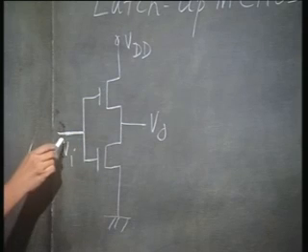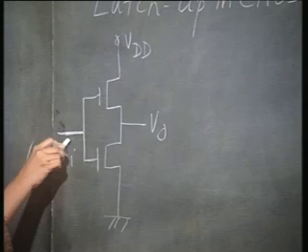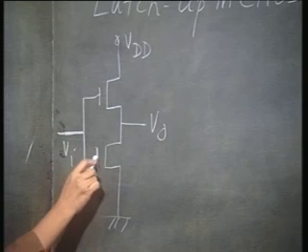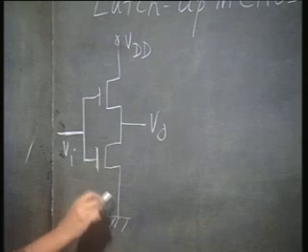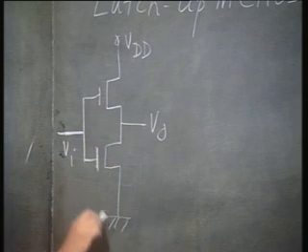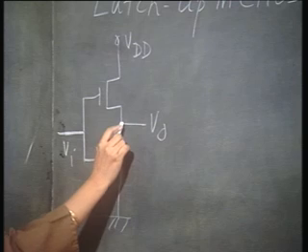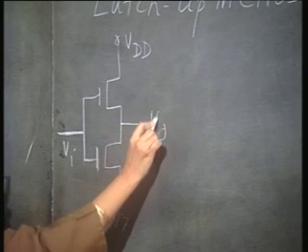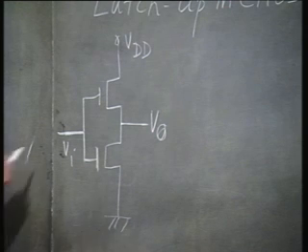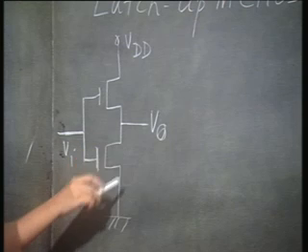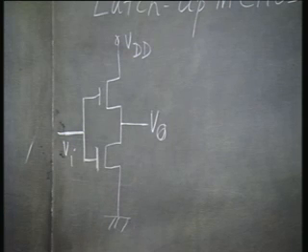Very simple. If your input is high, this gate has a high voltage, it is an NMOS, so it is going to conduct. We have a path for the current, therefore, the output is going to be low. Inverter. If the input is low, this gate is not going to conduct, the output is going to be high.